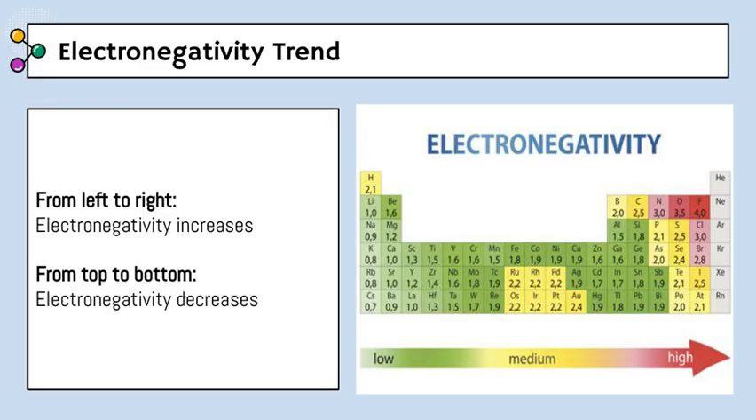The electronegativity trend from left to right increases, while from top to bottom, electronegativity decreases. We can see that fluorine is the most electronegative element on the periodic table.